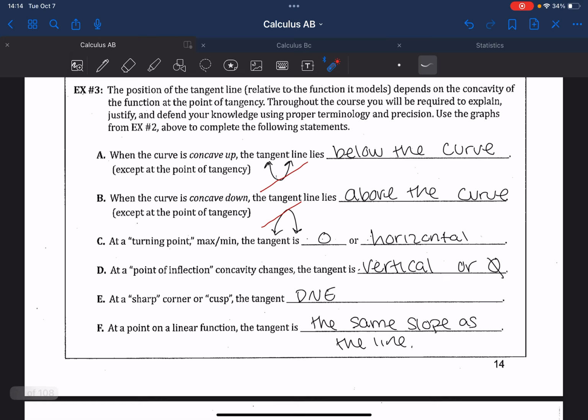So we can think of this in terms of concavity. If we have a curve that's concave up, we know that the tangent line is going to be below the curve. Opposite, if it's concave down, our tangent line is going to be above the curve.